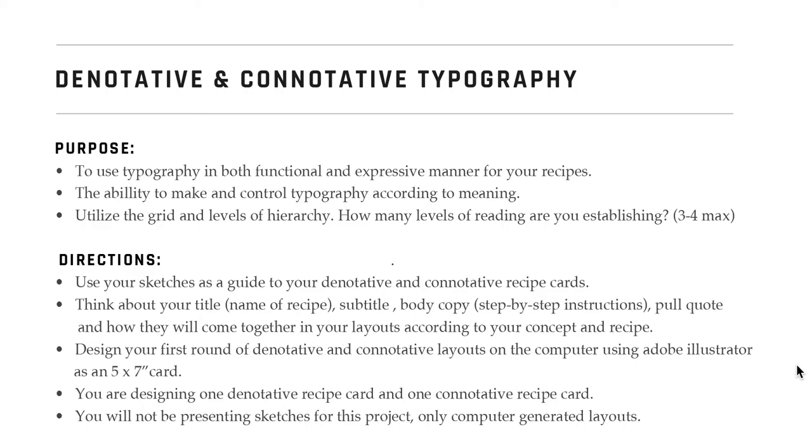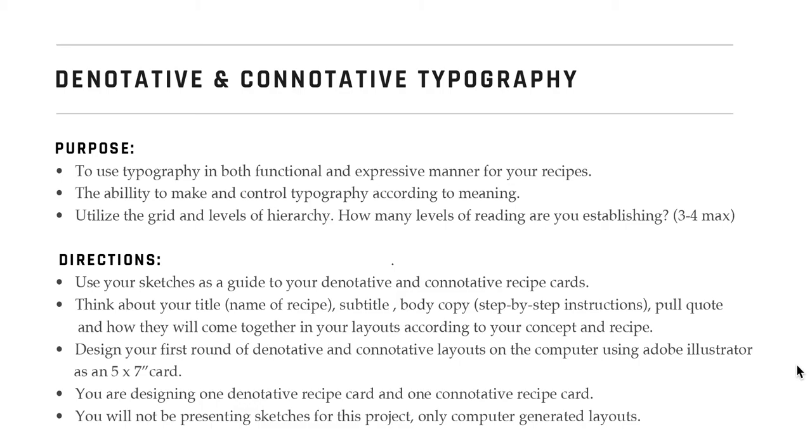Hey class, so I'd like to go over your assignment, which is the denotative and connotative recipe cards. So the purpose, like we know, is to use typography in both an expressive and functional way for describing our recipes. And we want to be able to control our typography according to meaning and expression. And we also want to utilize the grid and levels of hierarchy.